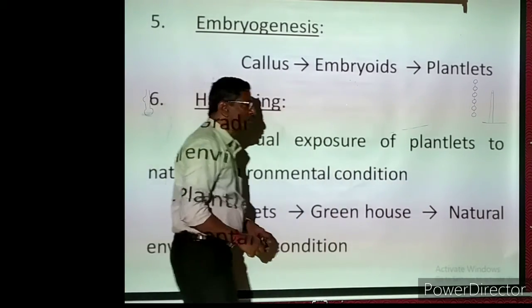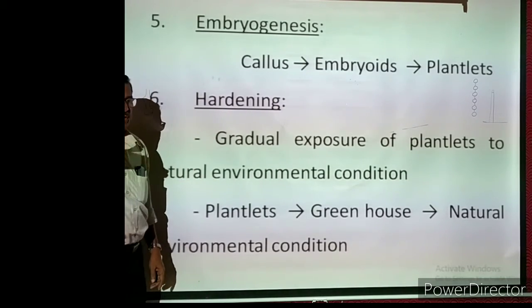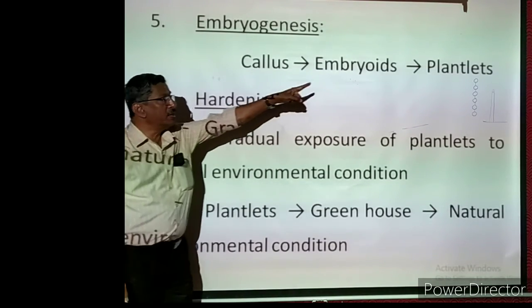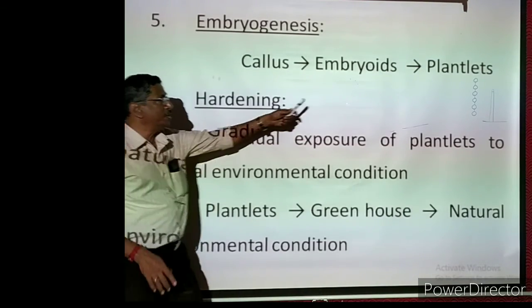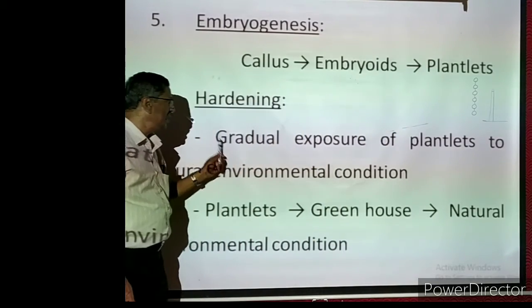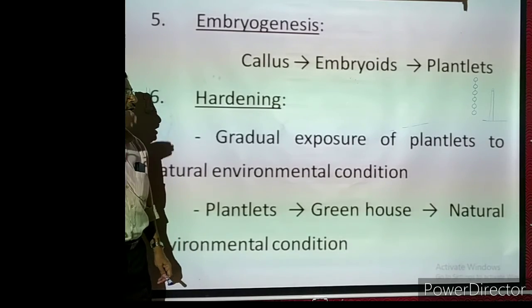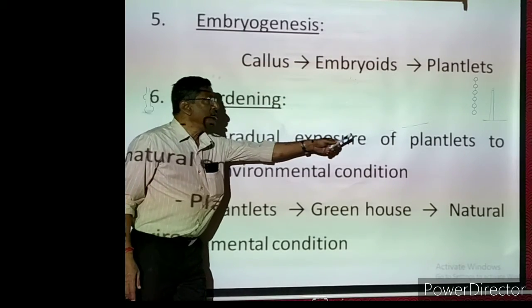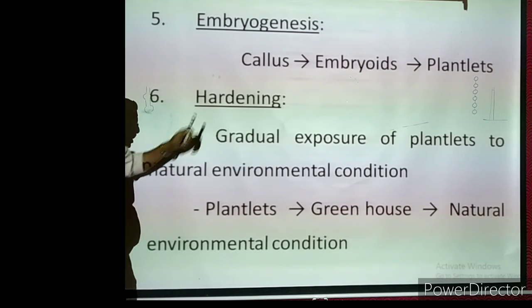But what we have to do is gradually expose them, little by little, so that the plantlets will gradually adjust with the natural condition. Because so far they are in the artificial condition. Now they are adjusting with the natural environmental condition. This gradual exposure of the plantlets from the lab condition to natural environmental condition is called hardening.